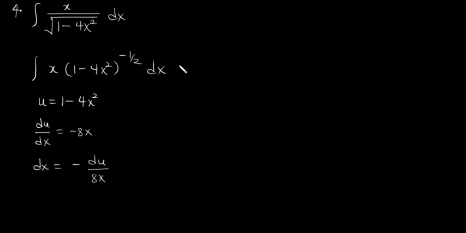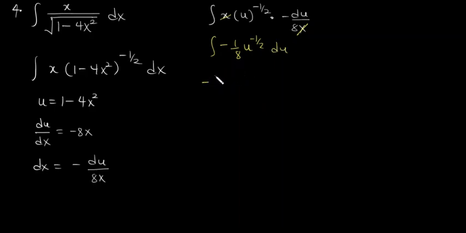So let's go back to the main expression and do the substitution. You're going to have the integral of x multiplying u to the power minus half, and now dx is minus du on 8x. Now this x will cancel out this x, and at the end we are going to have the integral of minus 1 on 8 u to the power minus half du. So we can factor out the constant. You are going to have minus 1 on 8 multiplying the integral of u to the power minus half du.